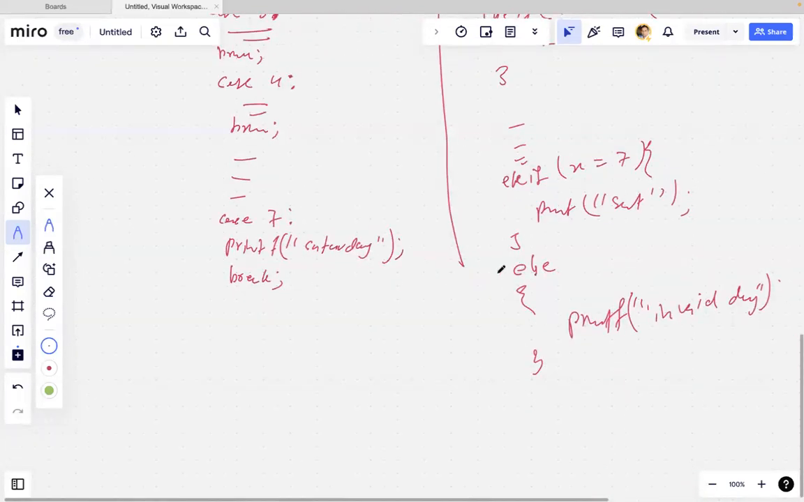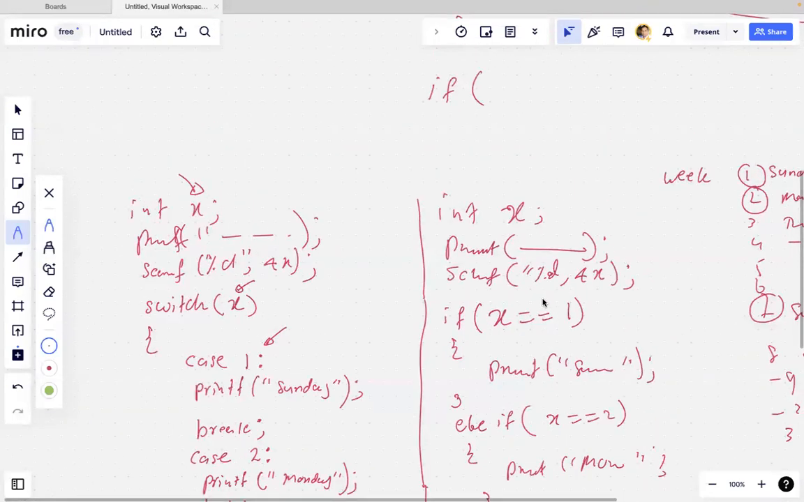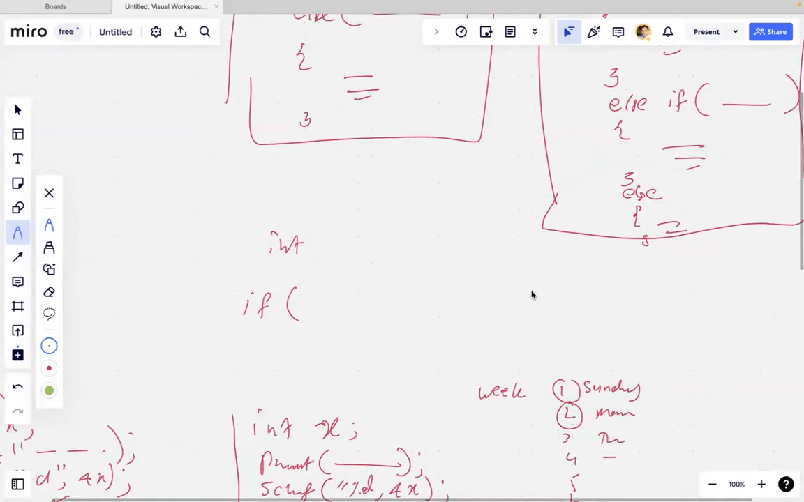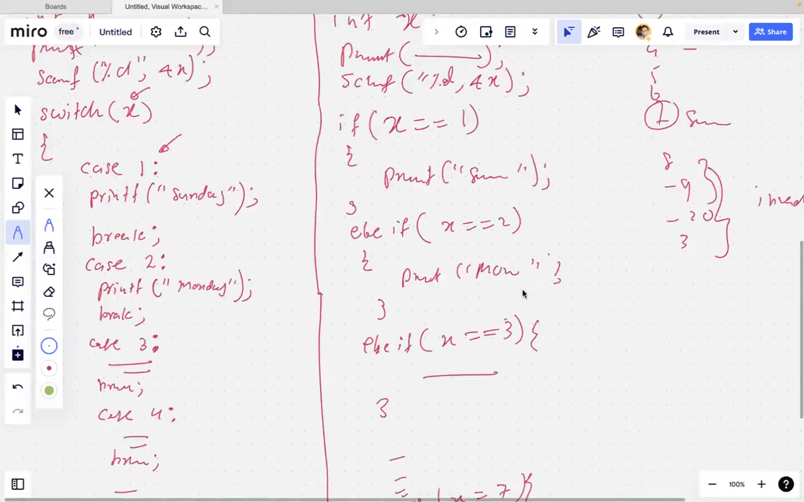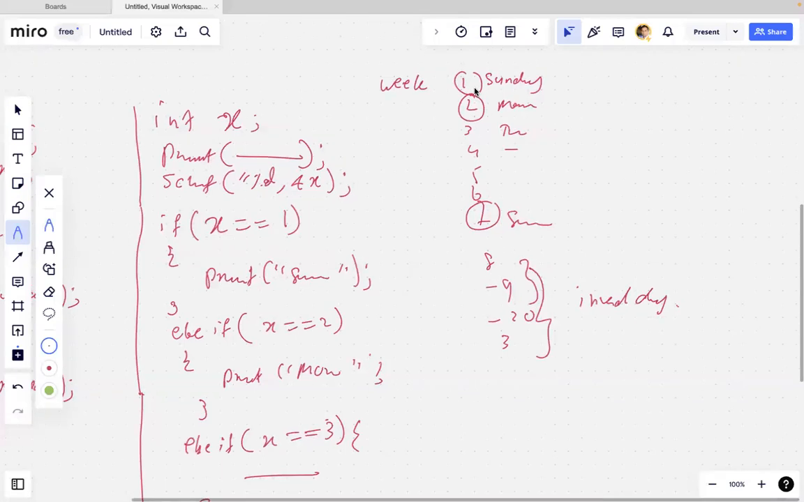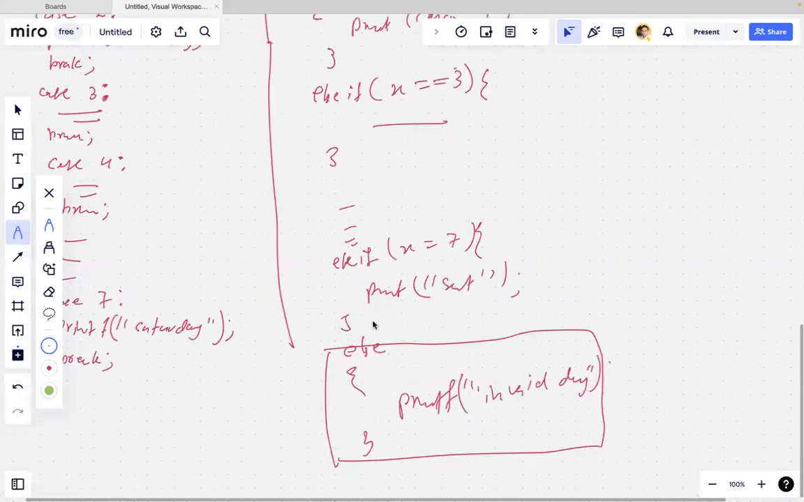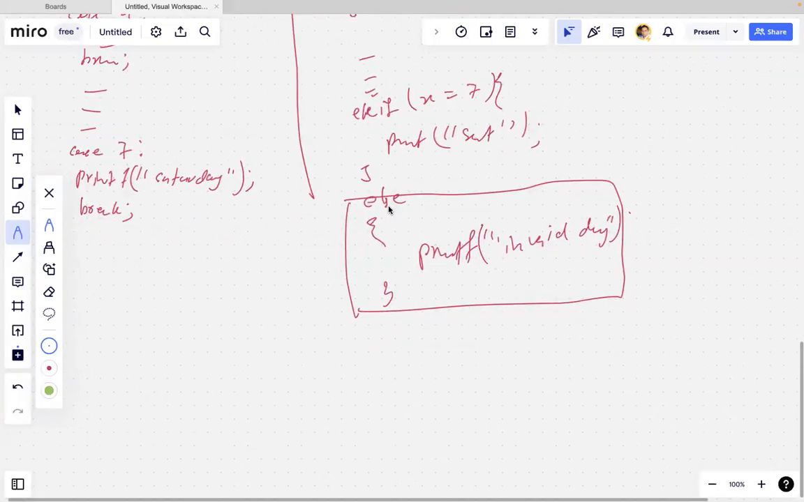And the last part is else. Else means any other numbers. That means not in between 1 to 7. So 1 to 7 are the numbers of a particular week. Any other numbers, 0, minus values or greater than 7, are not valid cases. In the last part, we are providing invalid day.